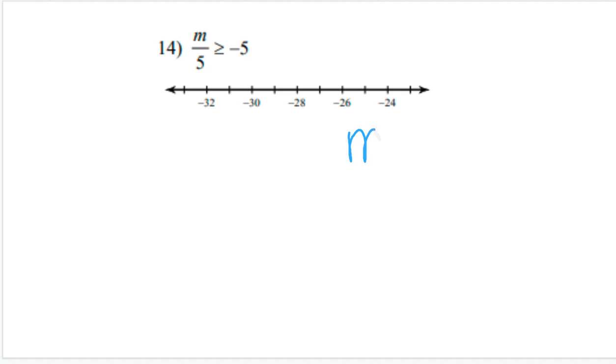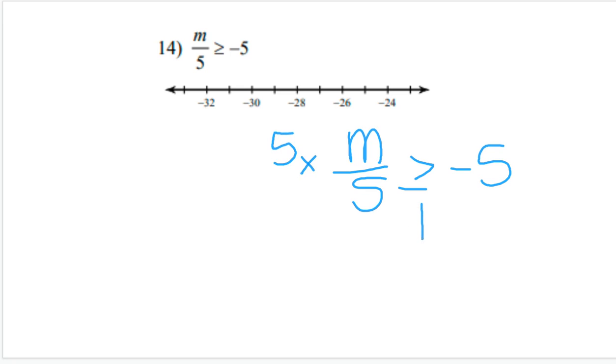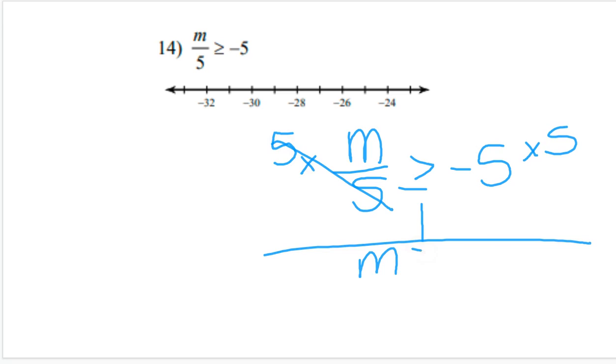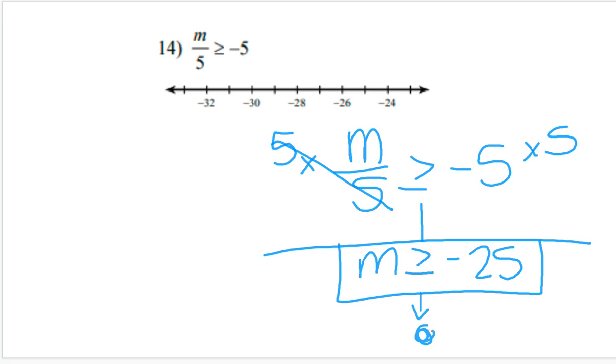We have m over 5 is greater than or equal to negative 5. This is going to be the same as the last one. So we're going to go ahead and multiply because multiplication is the inverse. That's going to give us just m is greater than or equal to negative 5 times 5, which is negative 25. And because it's also equal to, our circle is going to be filled in.